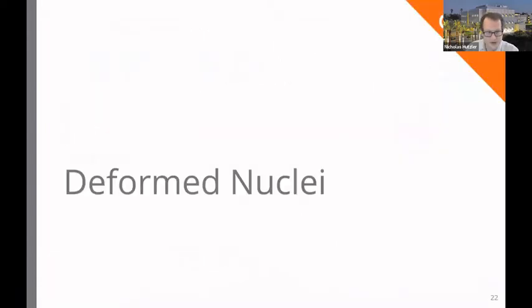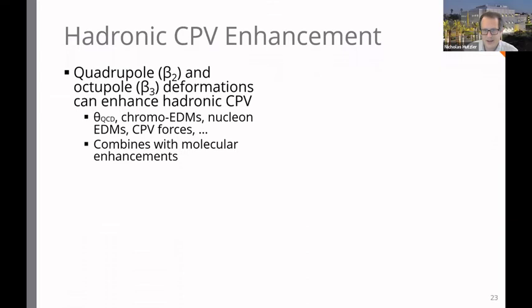So another area that's seeing a lot of exciting stuff going on is in using deformed nuclei, which give very large enhancements for hadronic CP violation. Quadrupole and octupole deformed nuclei can significantly enhance hadronic CP violation, so CP violation arising from within the nucleus, things like theta QCD, chromo-EDMs, nucleon EDMs, CP violating nuclear forces. These are interesting because they combine with the molecular enhancements that I mentioned before.